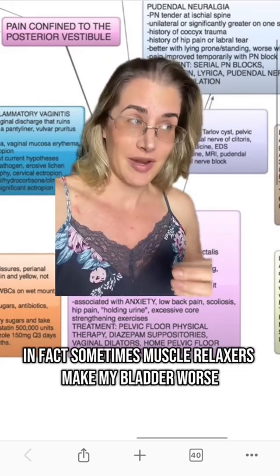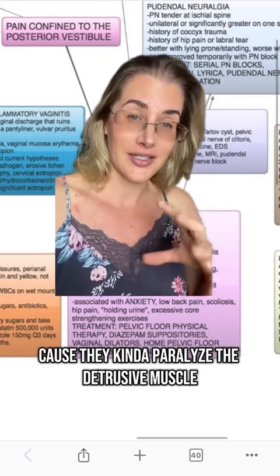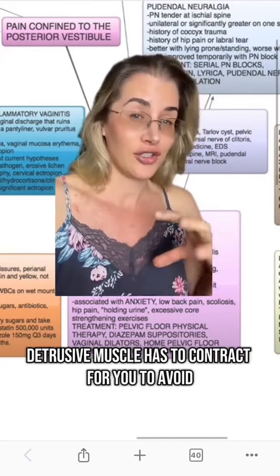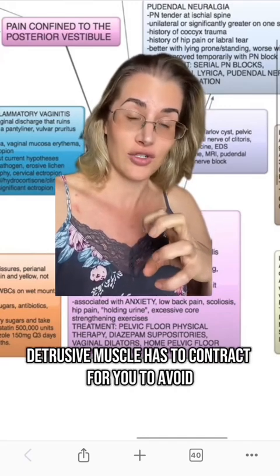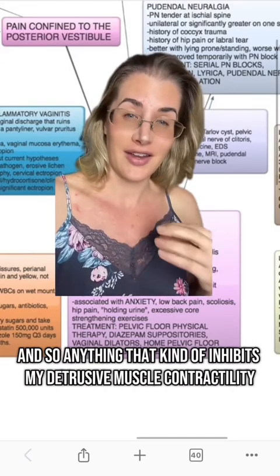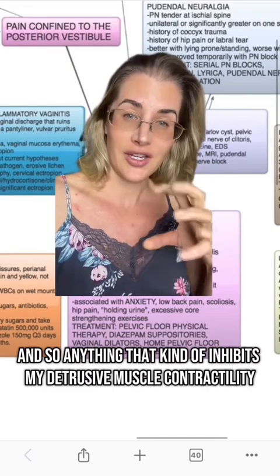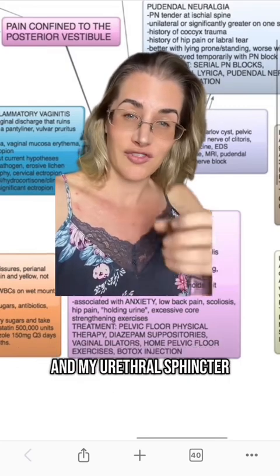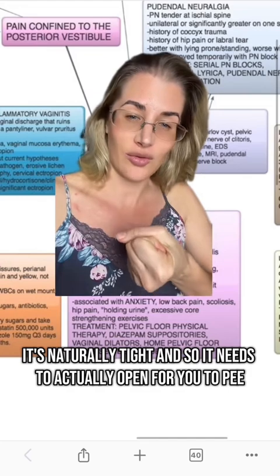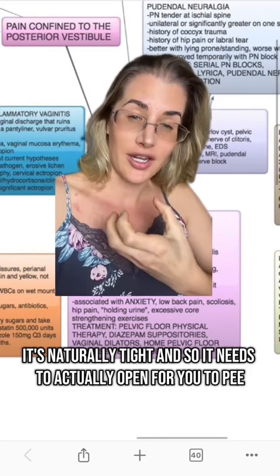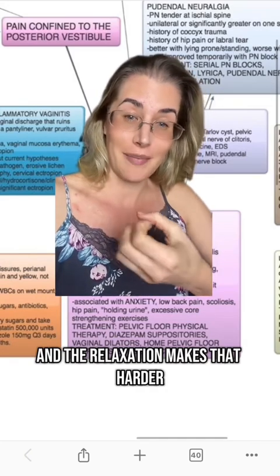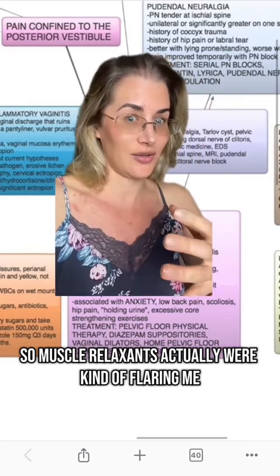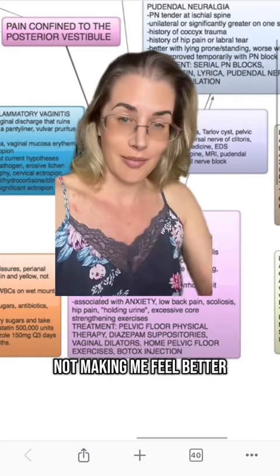In fact, sometimes muscle relaxers make my bladder worse because they kind of paralyze the detrusor muscle. The detrusor muscle has to contract for you to void. And so anything that inhibits my detrusor muscle contractility, and my urethral sphincter, it's naturally tight, so it needs to actually open for you to pee, and the relaxation makes that harder. So muscle relaxants actually were kind of flaring me, not making me feel better.